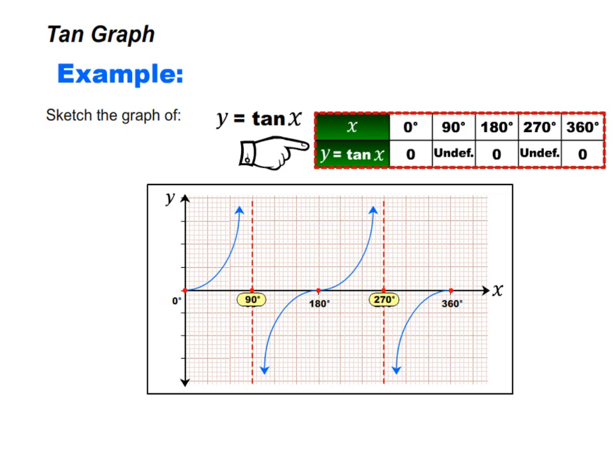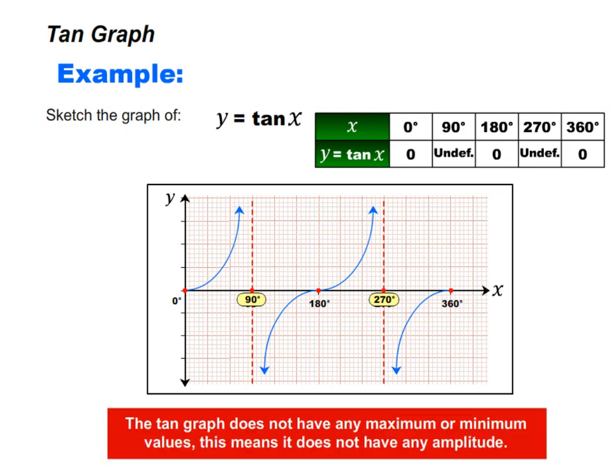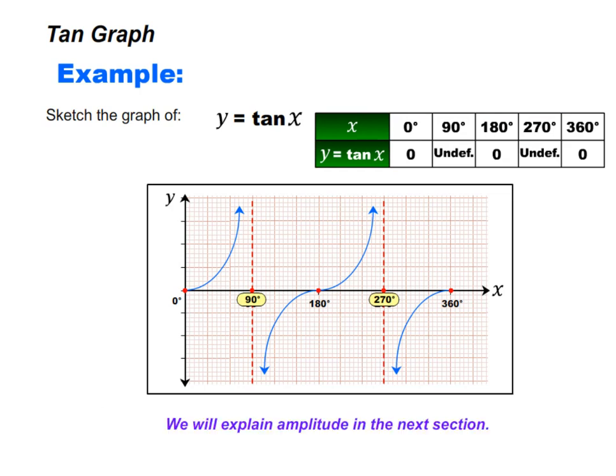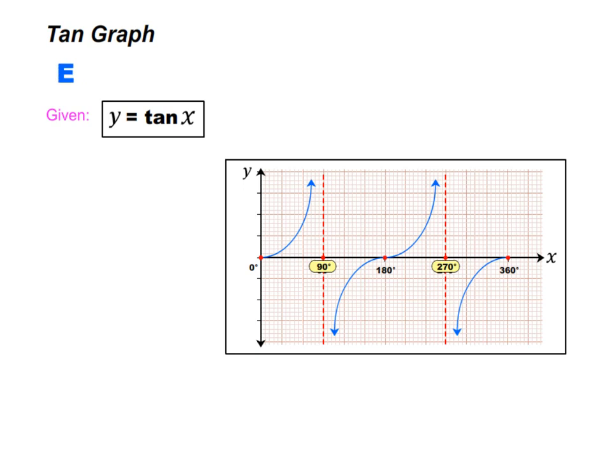Look at the table. Look at the second row. You will notice that the tan graph does not have any maximum or minimum values. This means it does not have any amplitude. We will explain amplitude in the next section. Let's have a look at the next example.